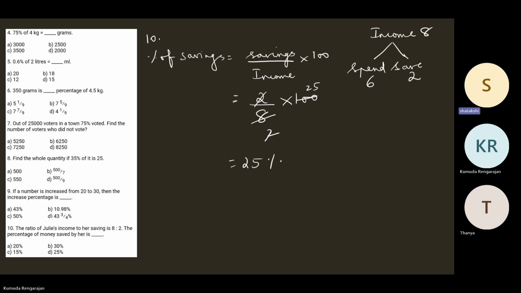Ma'am, I understood, but I added 8 and 2. And then, I got 20%. Yeah, correct. So that's why I wrote the formula for you. See here? Savings by always the total. Savings by total into 100. So savings is 2 parts, and total is your income. And that income is 8 parts already there. So you should not add here. Okay? Okay, ma'am.